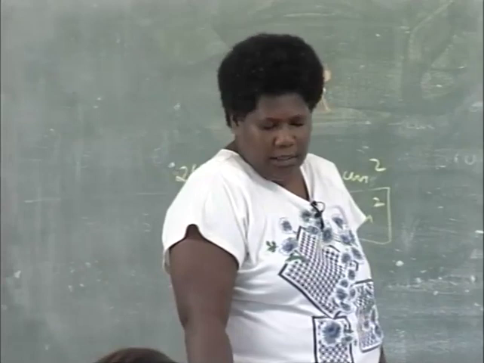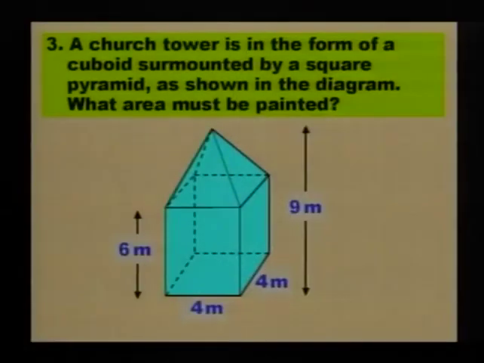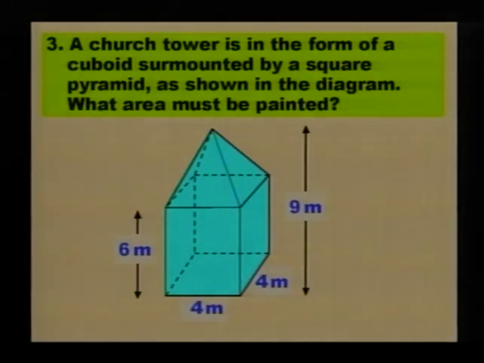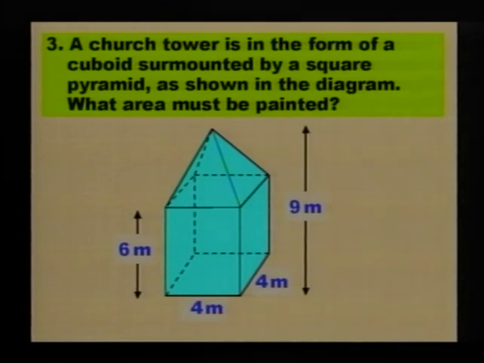All right, number 3, your answer is supposed to be 124.8. Because it says a church tower is in the form of a cuboid surmounted by a square pyramid, as shown in the diagram, what area must be painted? The tower will not have a base because it's on top of a building. So you're supposed to exclude the base. So the base is not painted. That's why it's 124.8 square meters. If you've included the base, then your answer is that plus the base.